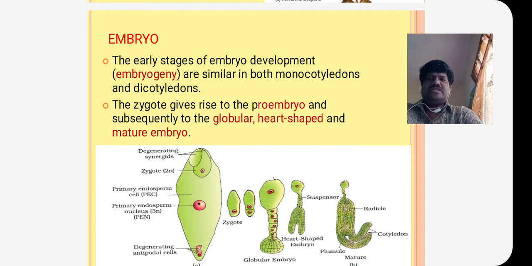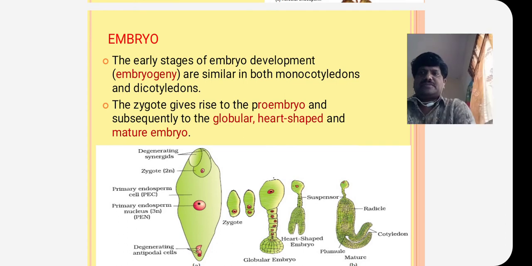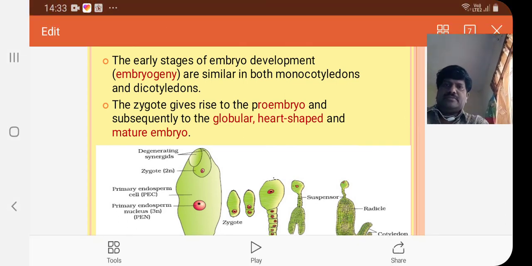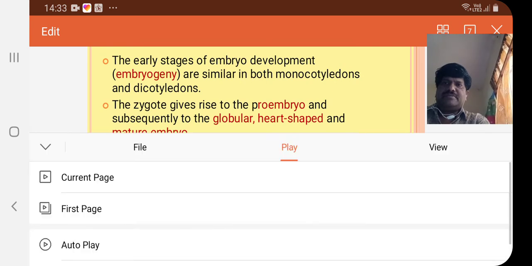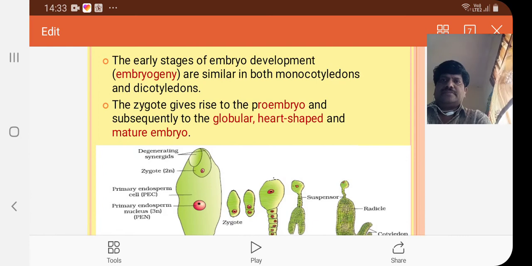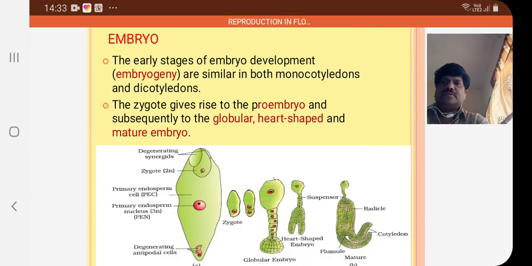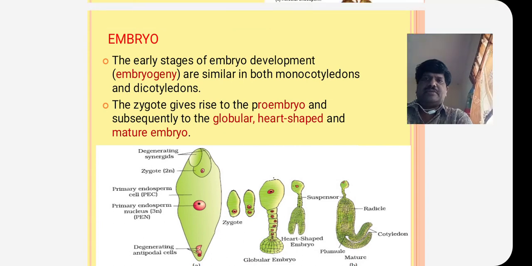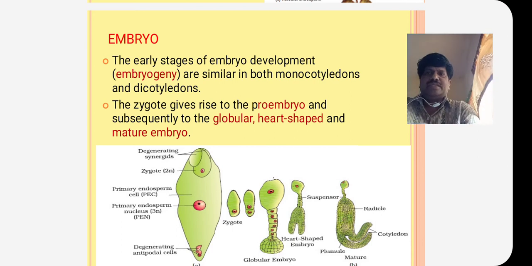So in the early stage, when zygote, you can see the picture. First the zygote, that is a single cell, then that develops into two cells. So in case of these two cells, one cell is the terminal cell, another one is the suspensor cell.